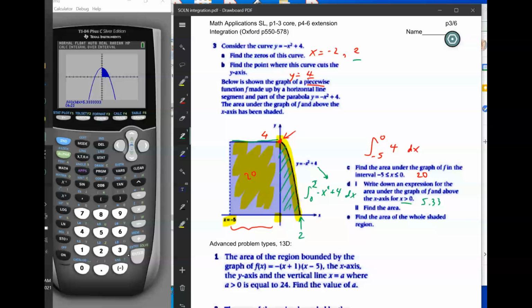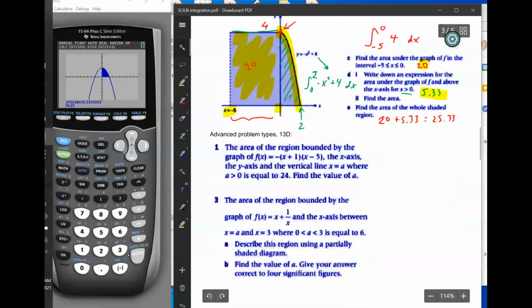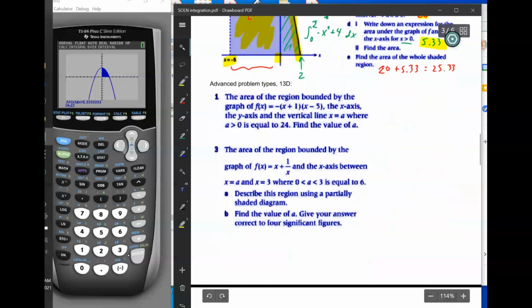Find the area of the whole shaded region. Okay, that's easy. We just need to add the rectangle part to the parabola part. So it would be 20 plus 5.33 equals 25.33. Okay, and now we're done with all the core problems for integration. Now we can take a quick look at some of the advanced problem types if you would like to. Otherwise, you can stop viewing, but if you're going for a 5, 6, or 7, please continue on.